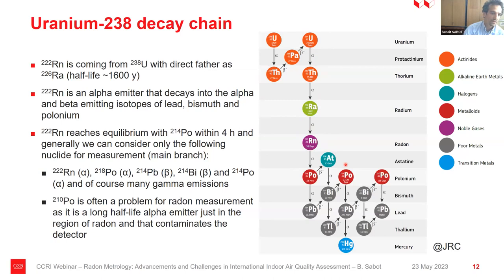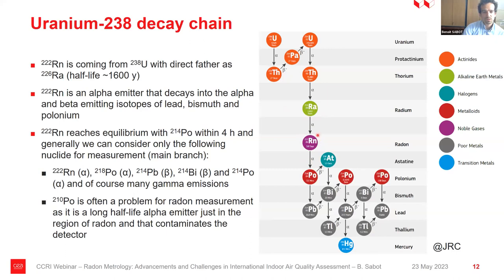All of them will emit either alpha or beta particle, and also, of course, gamma emission. It's a quite complex scheme where you have a lot of emission, a lot of different kind way to detect it, and that's why you may have sensitive detection or may have problem to detect some of those. One interesting part when you look at the scheme is that radium 226 has a half-life of more than 1,600 years, so it can be used as a solid source to produce radon, which will be interesting as you will see in the next slide.